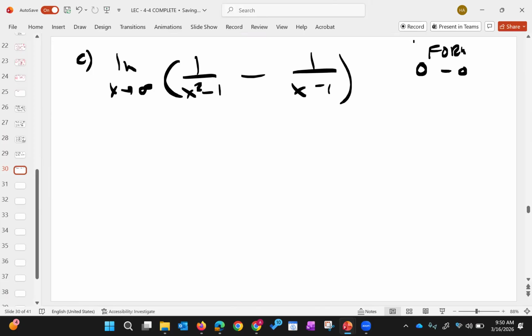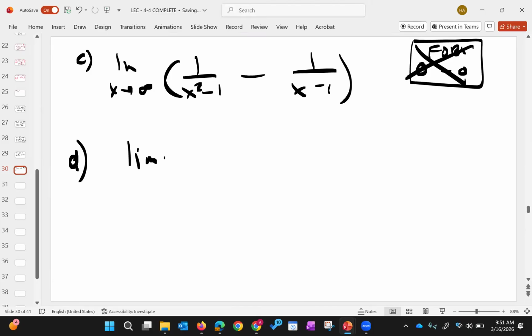Is this a L'Hopital's rule form? No, it is not. The difference is it's only infinity minus infinity, not 0 minus 0. When you get 0 over 0, that was L'Hopital. So this does not fit the form. We cannot go any further with L'Hopital. Okay, we're good. D.